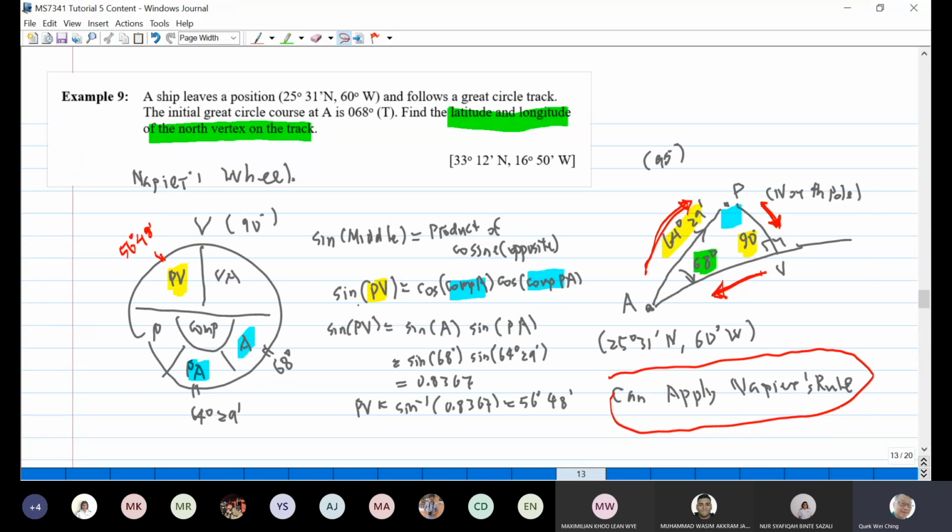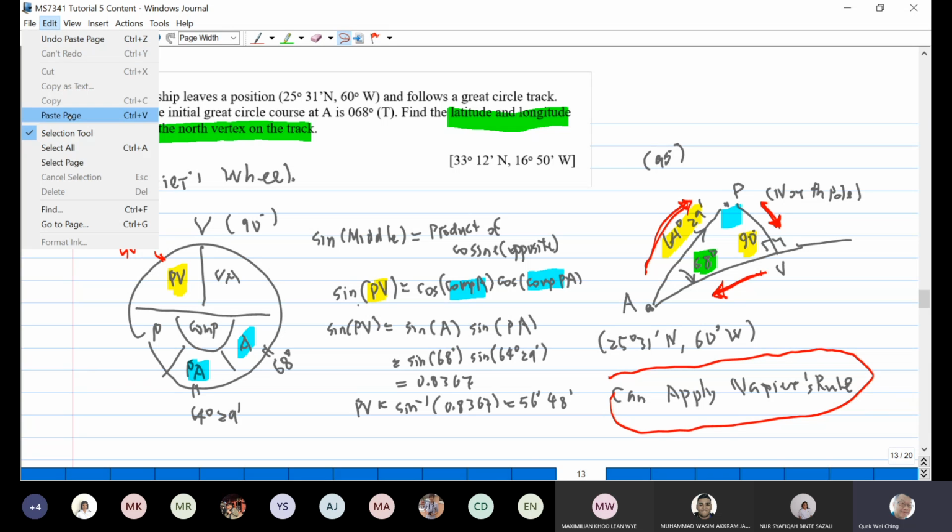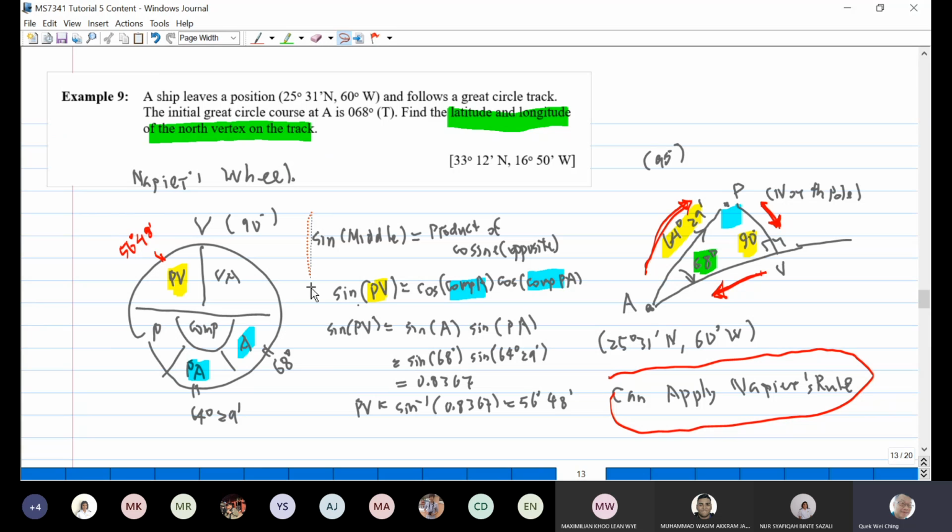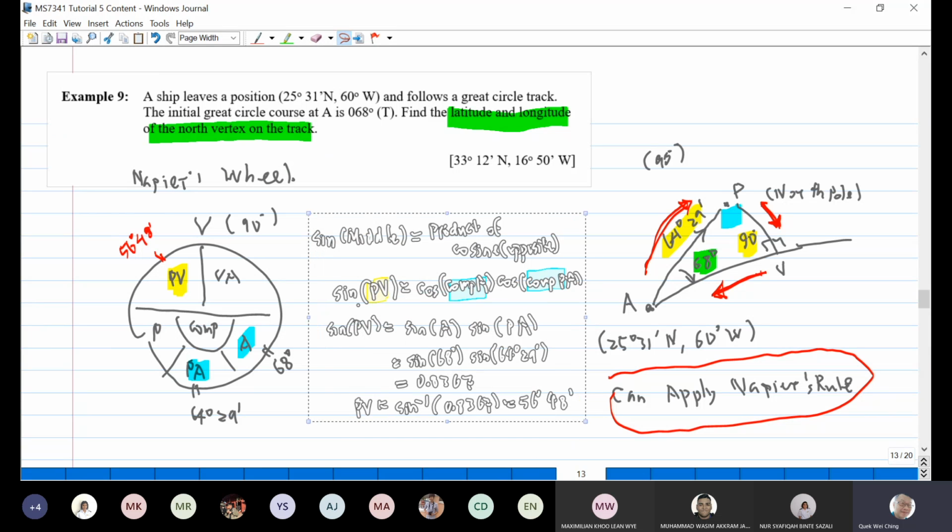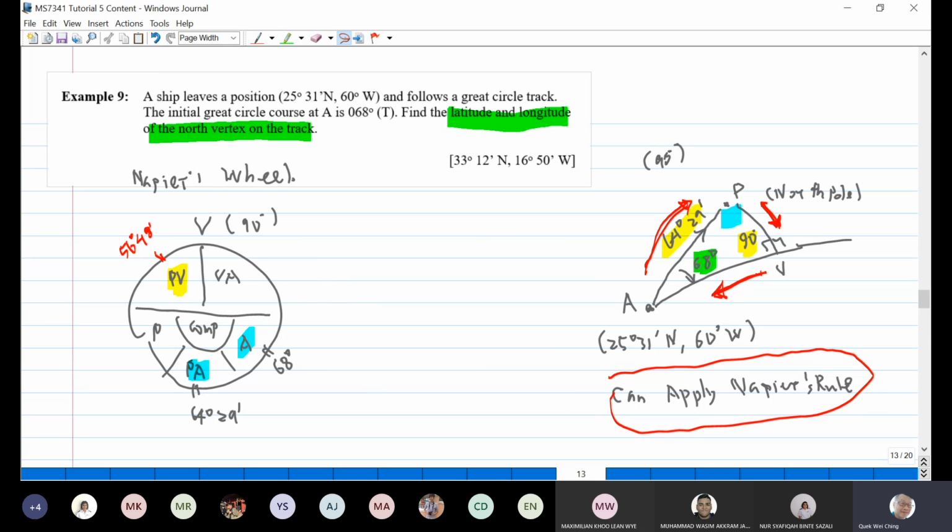Okay, now I want to erase all these things, especially the middle part. I don't need it anymore. Middle part PV, I found the answer already. I wrote it down, so I don't need the middle part anymore because I need no more calculation. So I don't need this anymore. We're applying the Napier's rules.